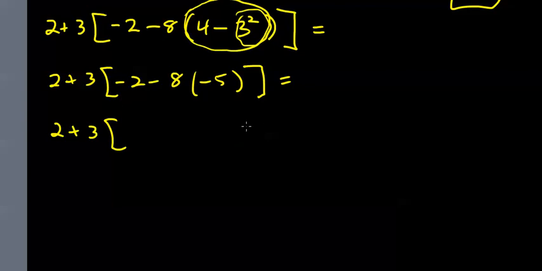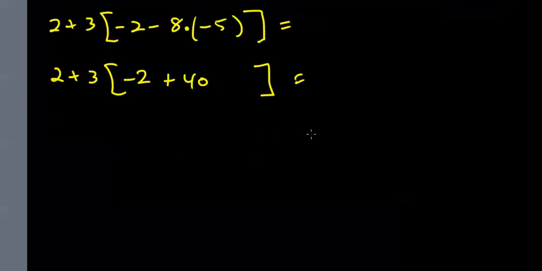Well, within the brackets now, I'll do this multiplication before this subtraction. Minus 8 times minus 5 is going to be a positive 40, right? 8 times 5 is 40. So we get 2 plus 3 times minus 2 plus 40. All right, so really the square brackets turn into a 38.